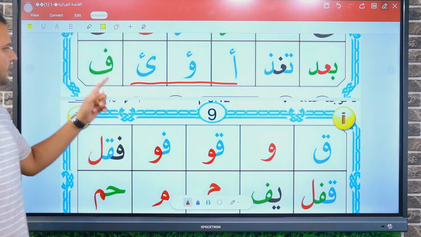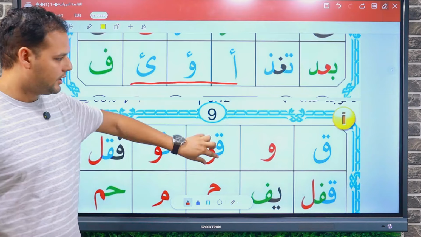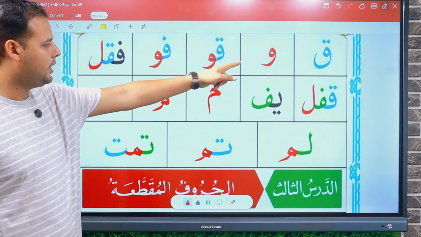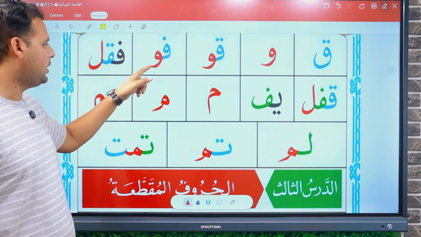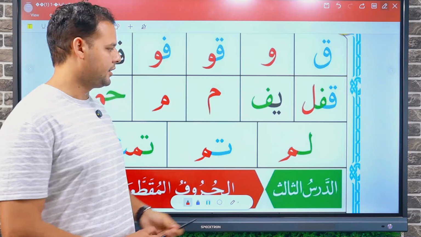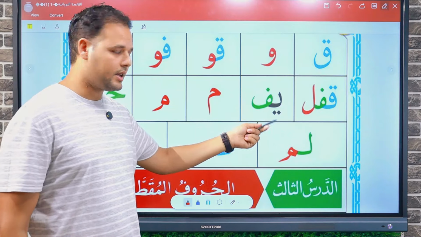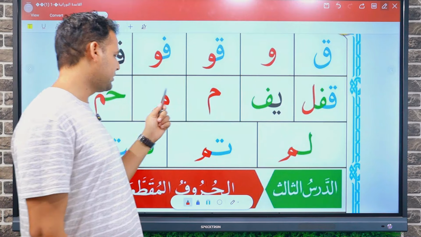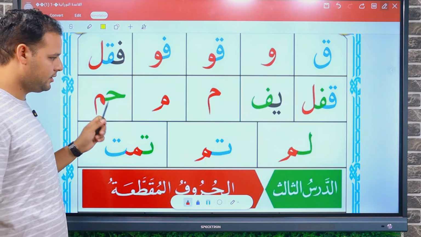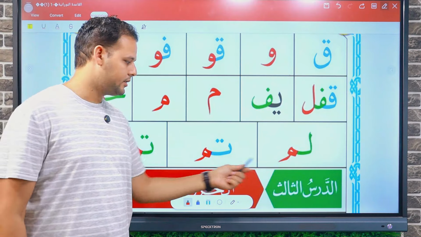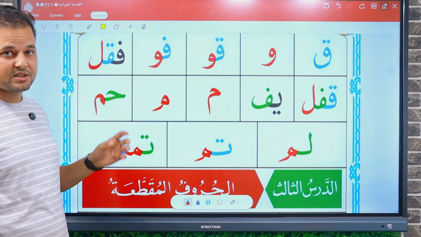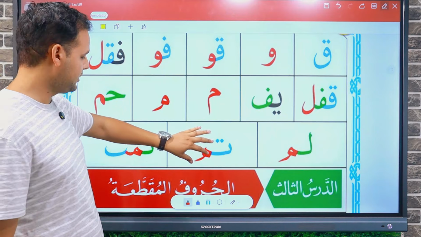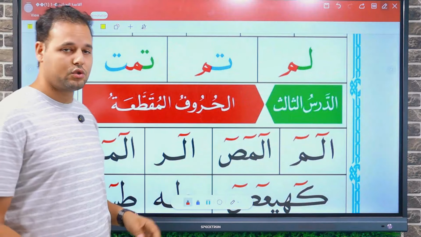And then we have here, that's fa, and then qa, wa, fa, wa, and then fa, qa, la, then qa, fa, la. Then here we have ya, that's 2 dots down, fa, ma, that's also ma, ha, ma, and then la, ma, ta, ma, and then here ta, ma, ta. That means done. So that's the second lesson, which is how to join the alphabet.